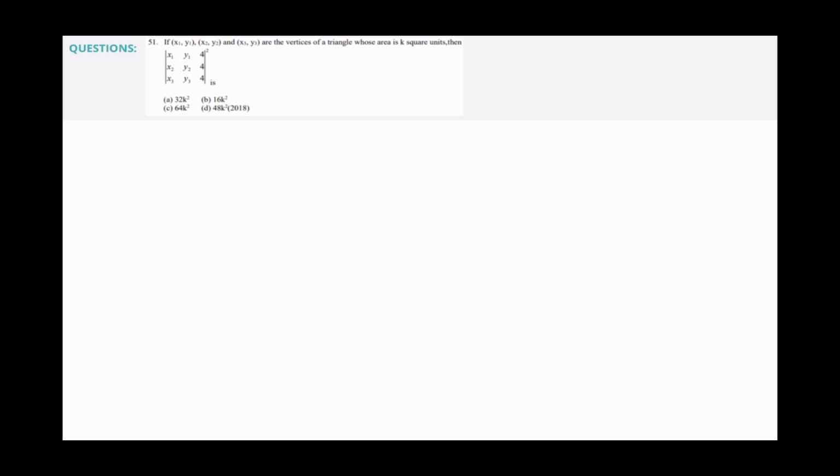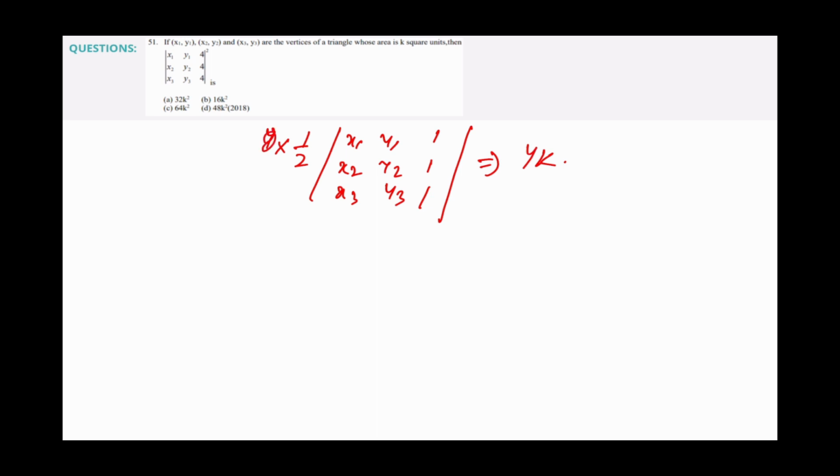Okay, so triangle 1, let's see. They have given the formula of the triangle, very simple: half of the determinant with x1, y1, x2, y2, and x3, y3, and we have 1, 1, 1 here. And that is equal to the triangle value, which is k. So what we have to do is multiply by 4. So let's multiply 4 on both sides. If I multiply 4 here, 4 will go inside: 4, 4, 4. And this will be 4k.